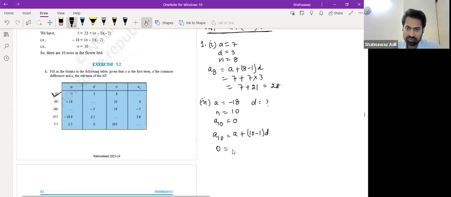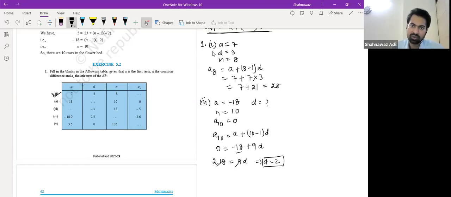a is how much? Minus 18. And 10 minus 1 into d, that is 9d, right? So 9d, and this goes to the left hand side. This is 18 equals 9d. So d is 2. Yeah, 2. Okay, so now Talha's turn.